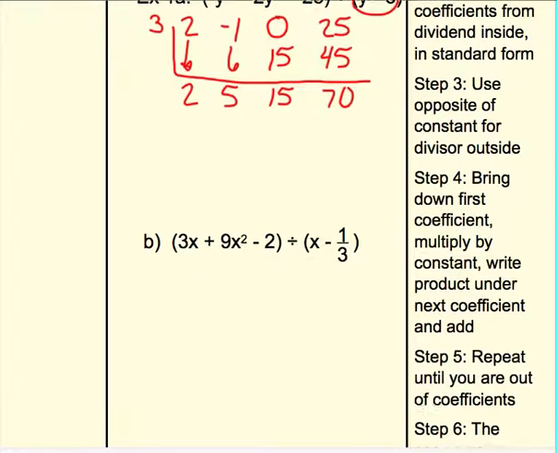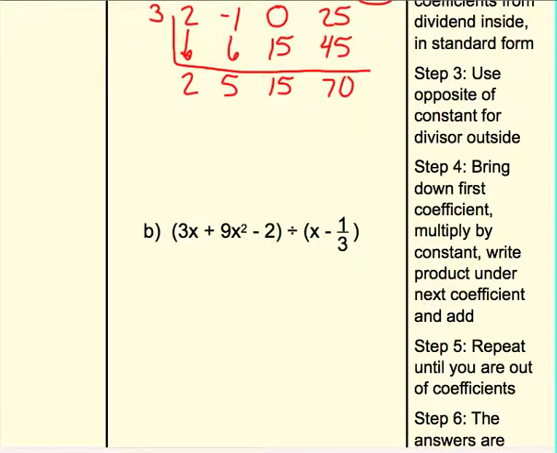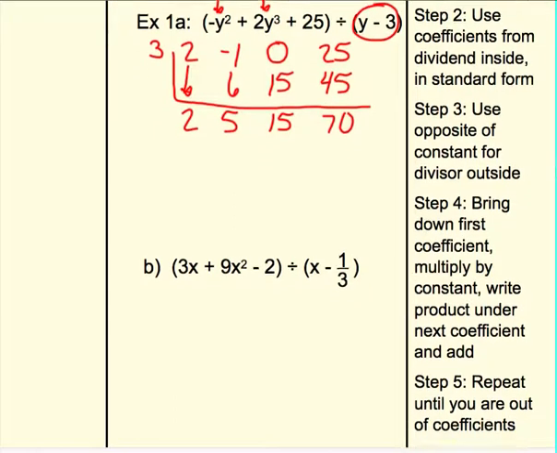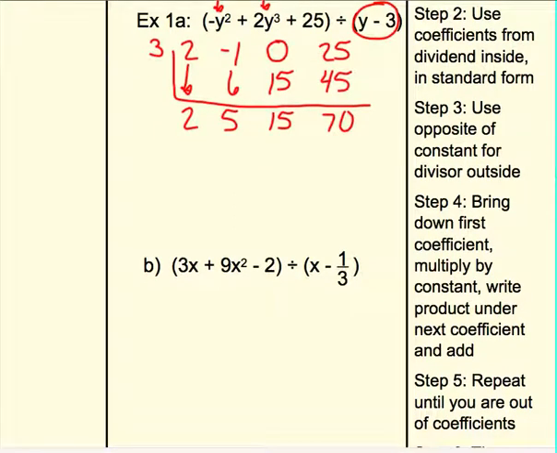So here's what all those numbers mean. They're the coefficients of our answer. Our answer will always start with a power 1 smaller than our dividend. So the highest power on our dividend was 3, so the highest power on our answer will be 2. So here's my coefficients: 2y squared plus 5y plus 15. That last number is my remainder.